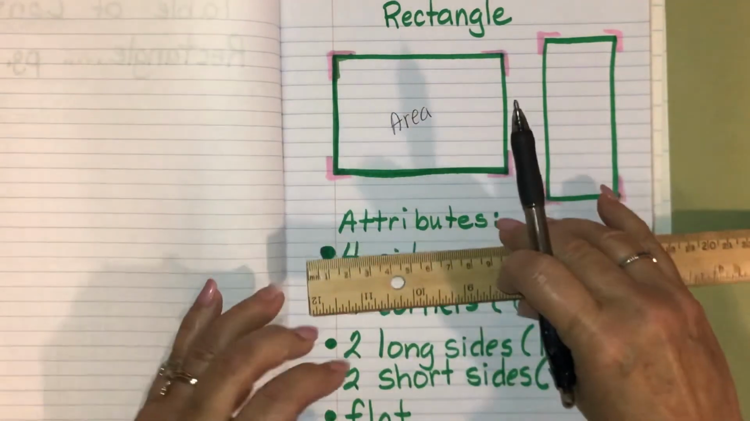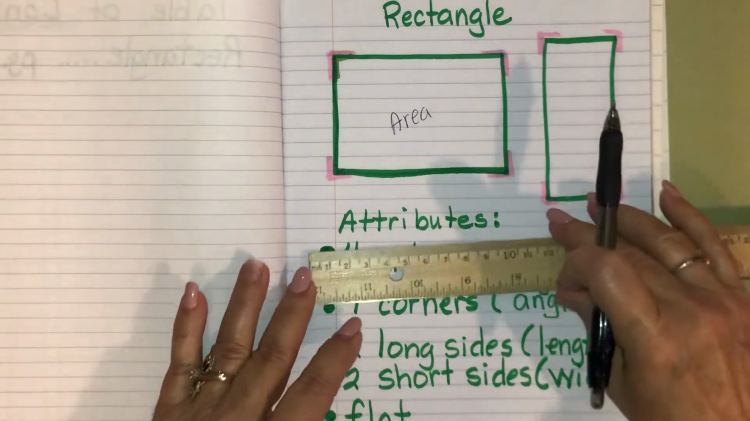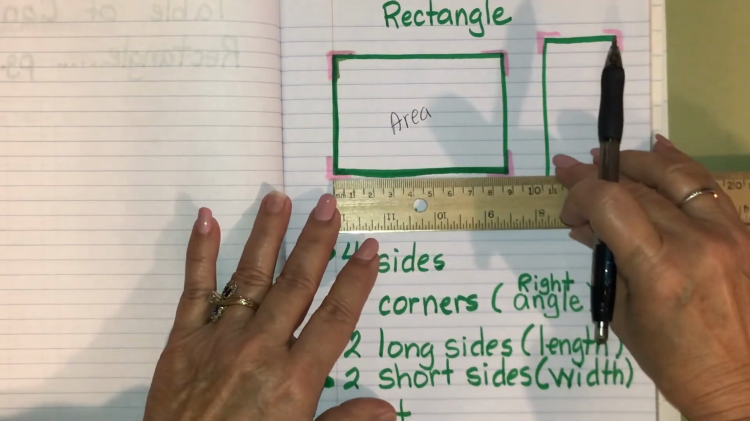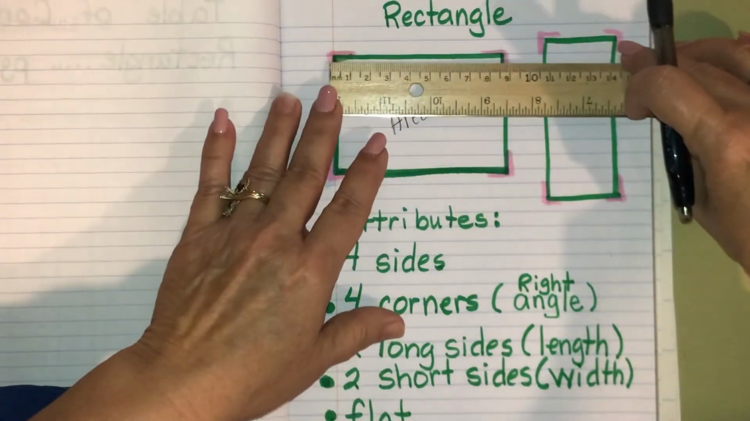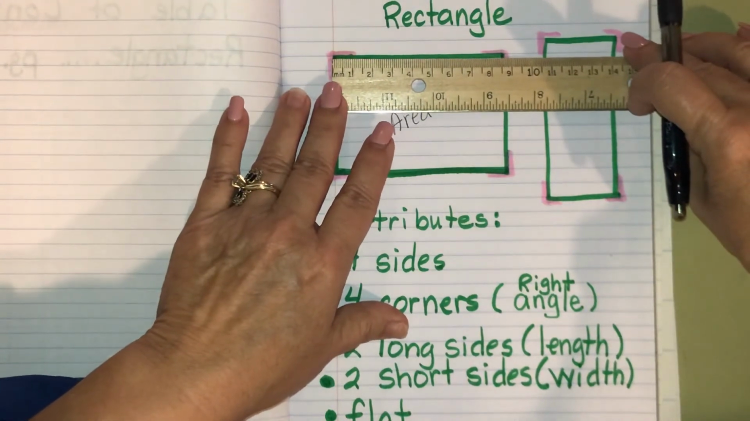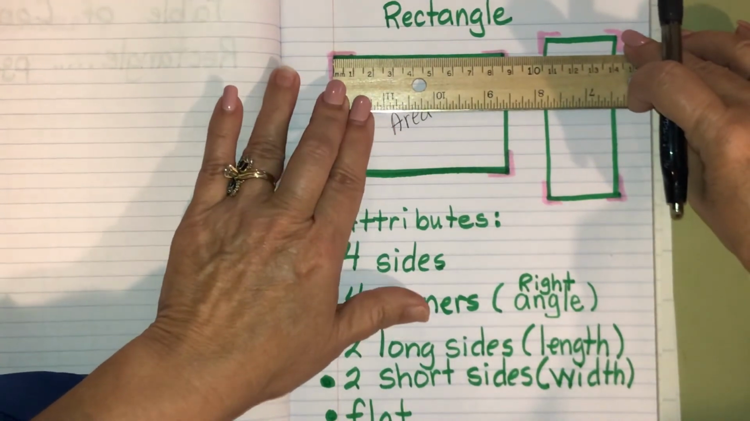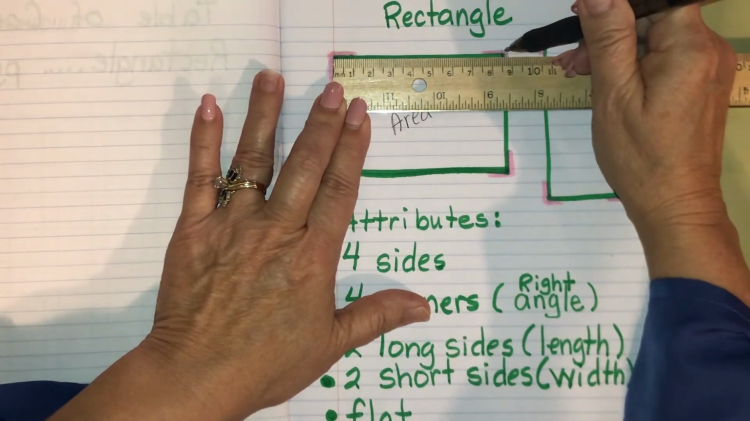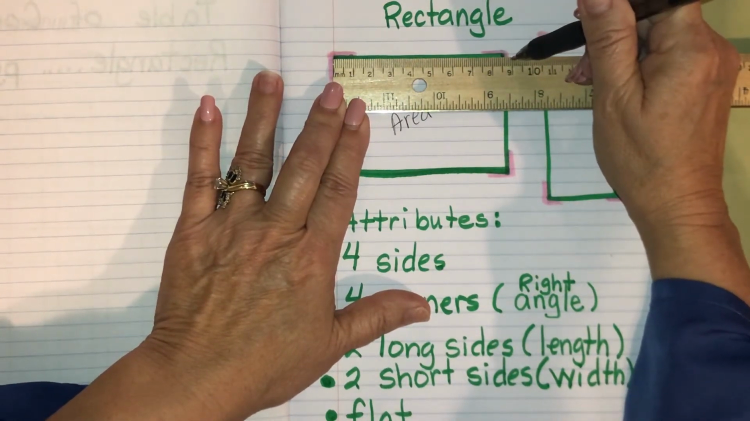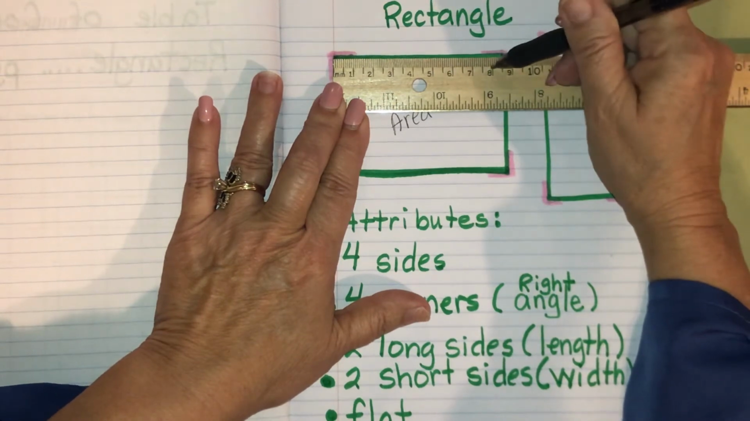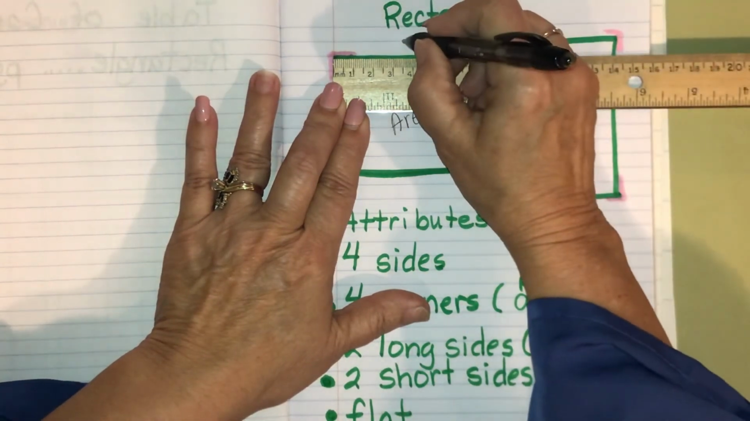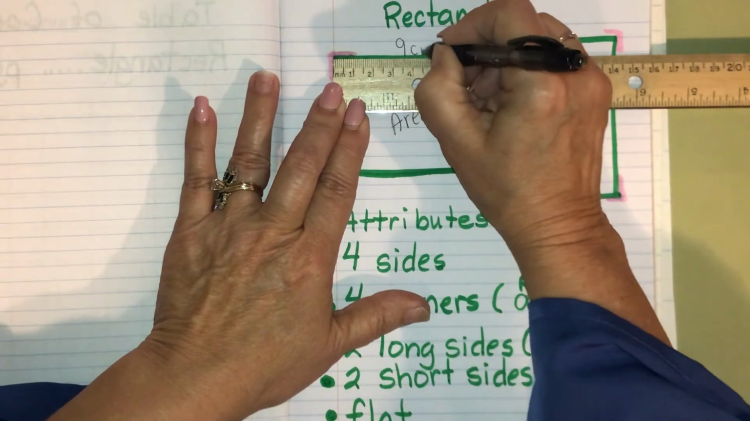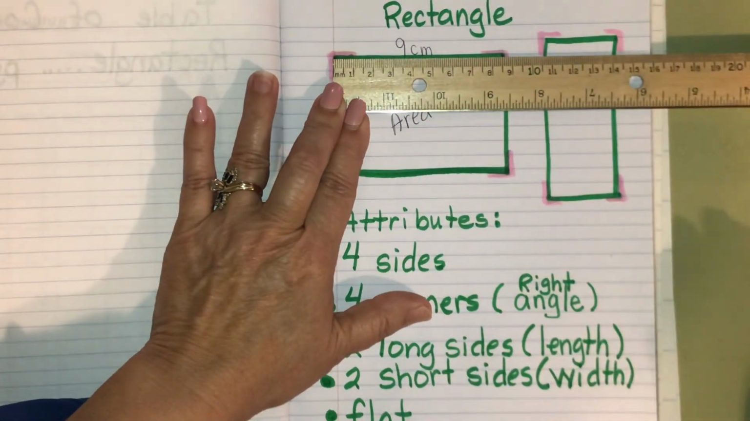So what we want to do to figure out the area is first we need to figure out the length and the width. So we're going to go up here to the top, and I'm going to measure that top line. We're going to go to the nearest centimeter. This one is closest to the 9. It's closer to the 9 than the 8. So we're going to say that this one is 9 cm. That would be 9 centimeters.